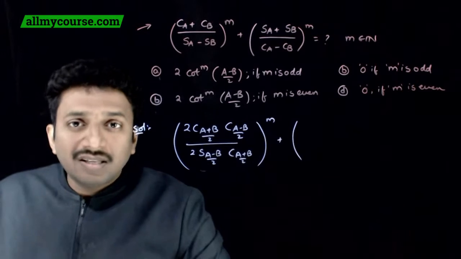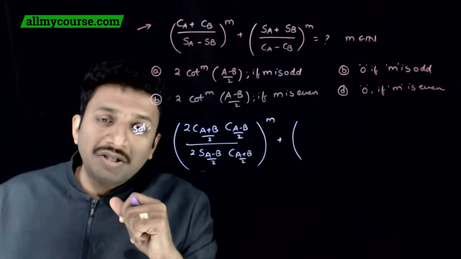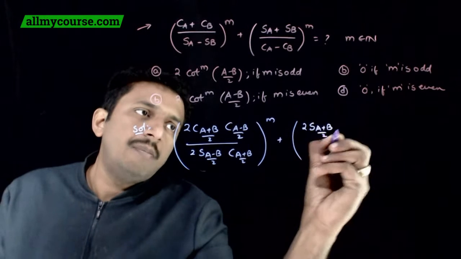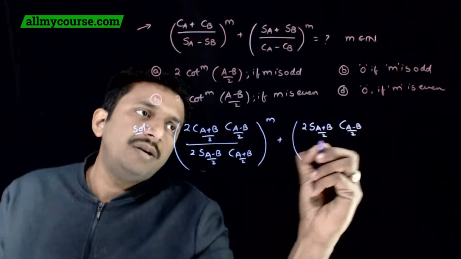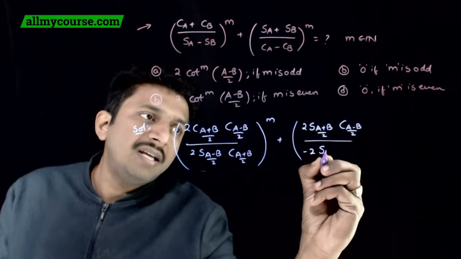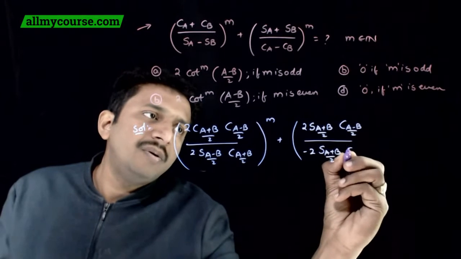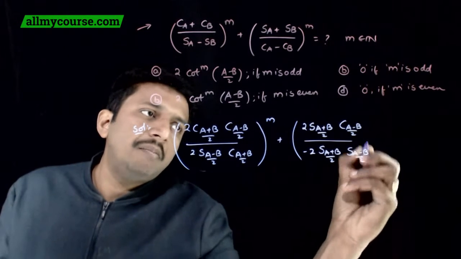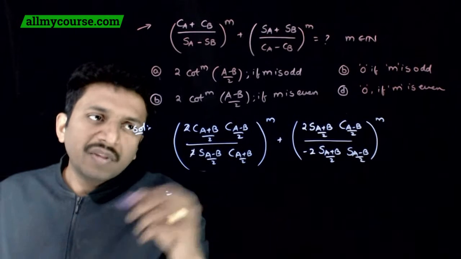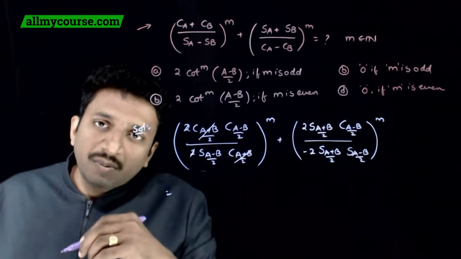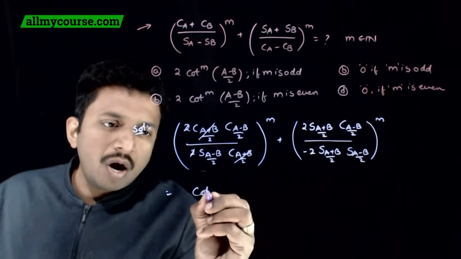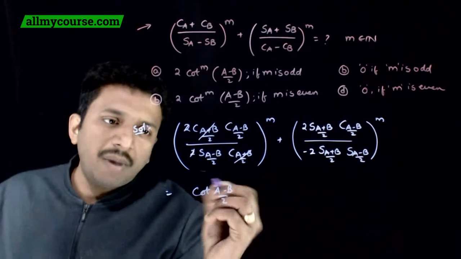So what does this expression change into? Sin A plus sin B is 2 sin((A + B)/2) cos((A − B)/2), divided by cos A minus cos B, which is minus 2 sin((A + B)/2) sin((A − B)/2), power m. So that is equal to this: 2 and 2 get cancelled, cos((A + B)/2) and cos((A + B)/2) get cancelled. So cos((A − B)/2) by sin((A − B)/2) is cot((A − B)/2), power m.